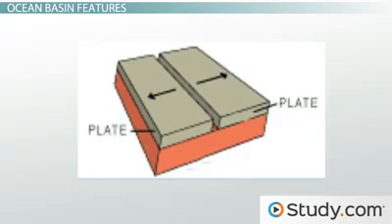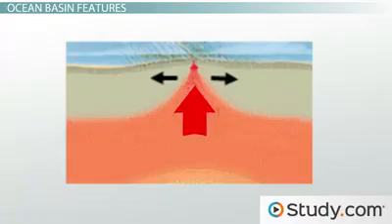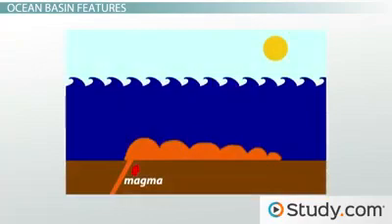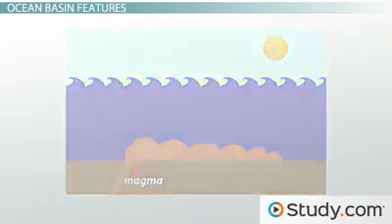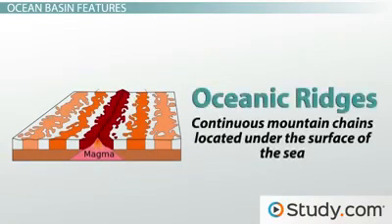Plates can spread apart by moving away from each other. This creates gaps where hot molten rock, called magma, from the Earth's mantle can rise up. When the magma seeps through the gaps, it solidifies as it cools, creating a new layer of ocean crust. This creates structures such as oceanic ridges, which are continuous mountain chains located under the surface of the sea.